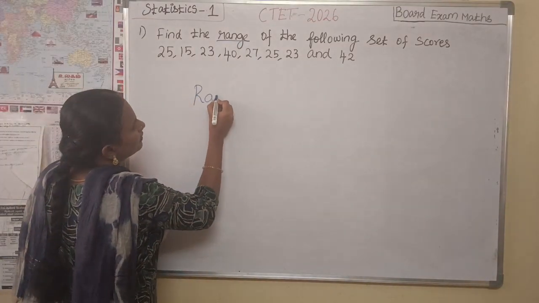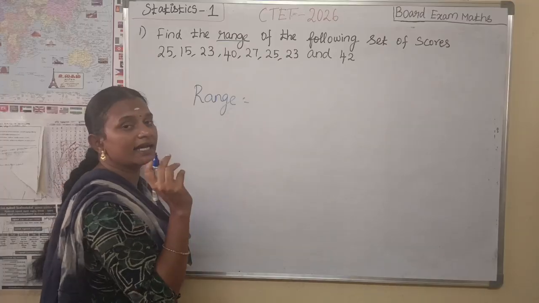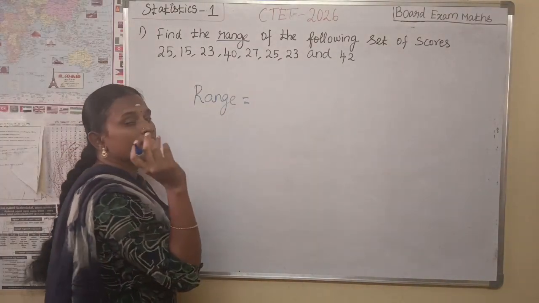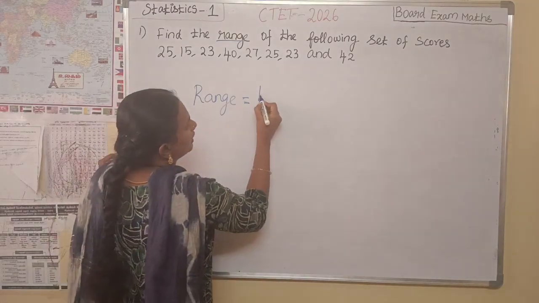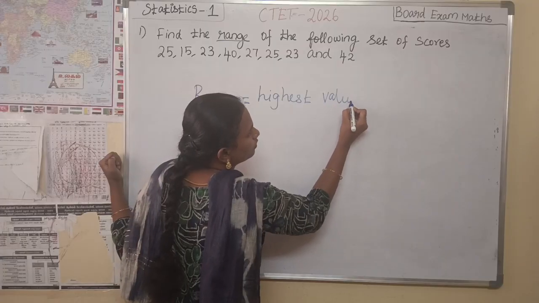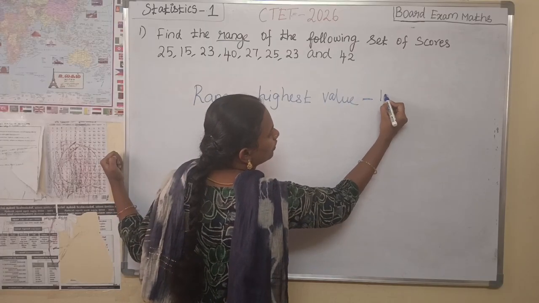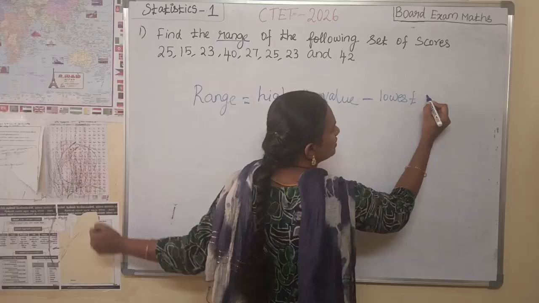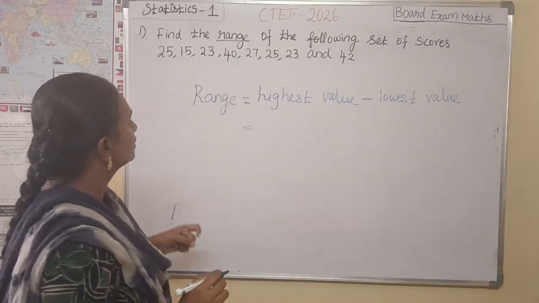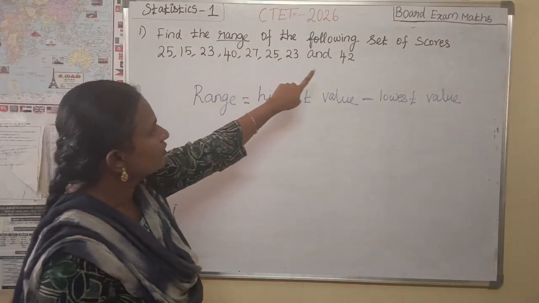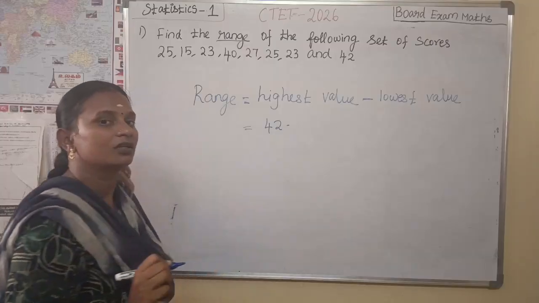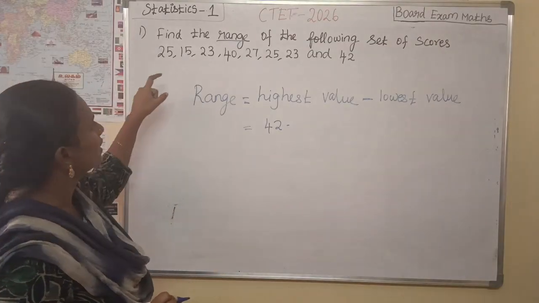The range is equal to the highest value minus the lowest value. That is, you have to subtract the lowest value from the highest value in the given set. The highest score is 42, minus the lowest score, which is 15.